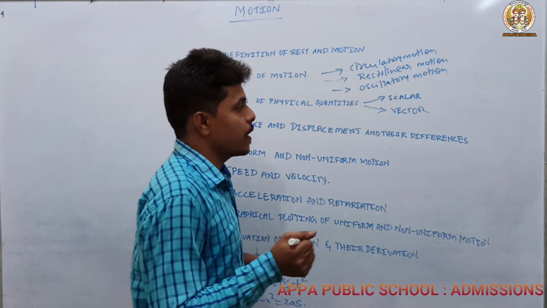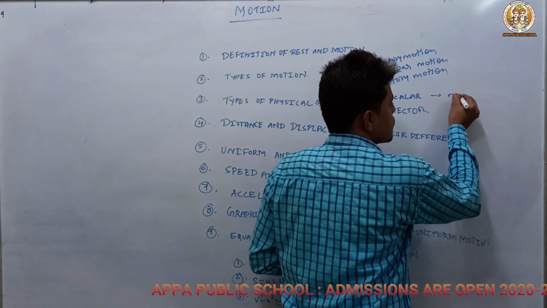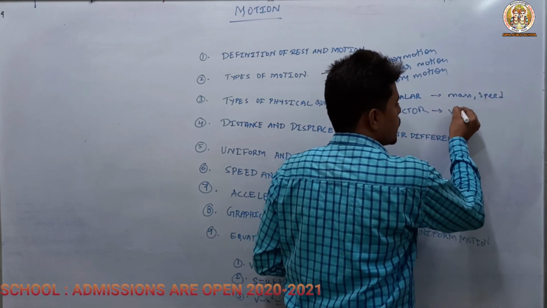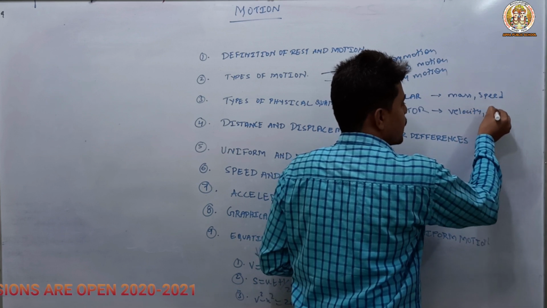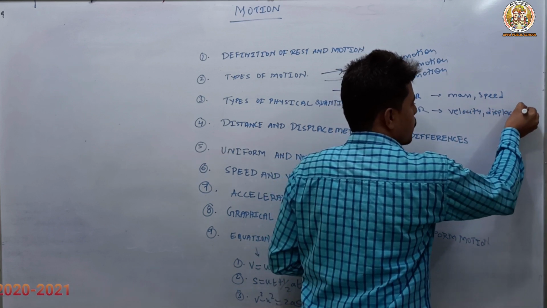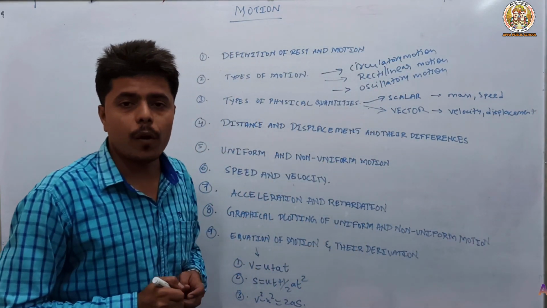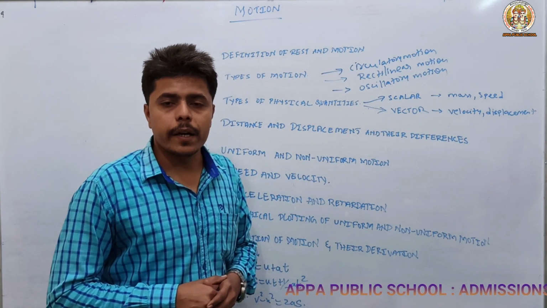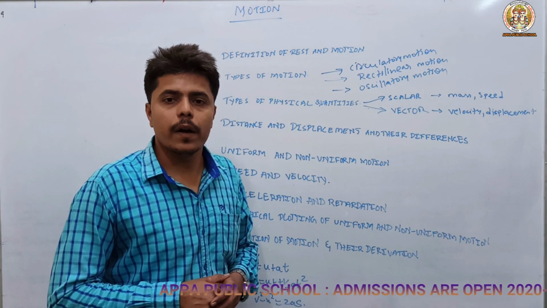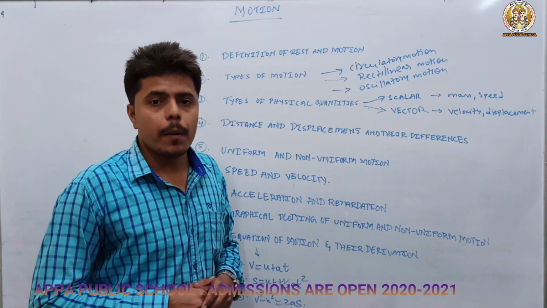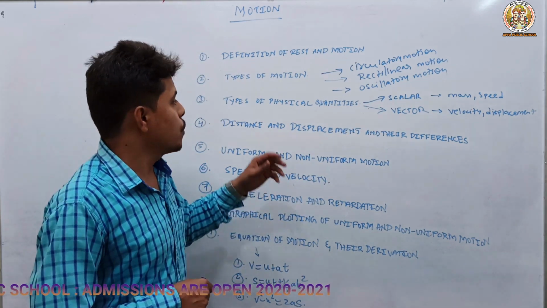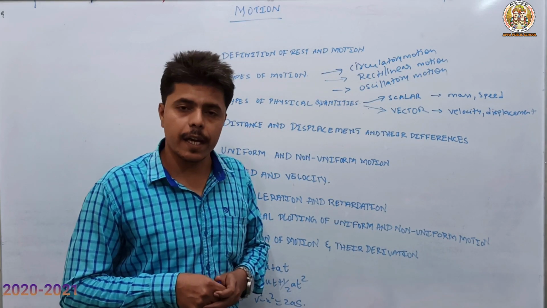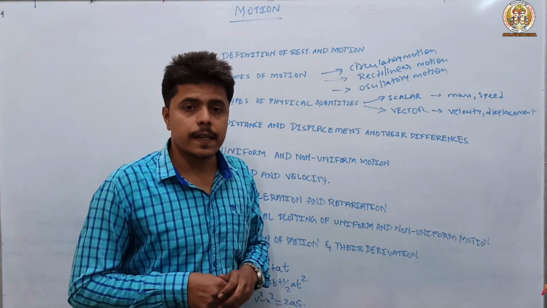Examples for scalar are mass and speed, and for vector we can give velocity and displacement. So these are the examples for scalar and vector quantities. Scalar has only magnitude but no direction, whereas vector has both magnitude and direction. Physical quantity means something which can be measured; we call those quantities physical quantities.